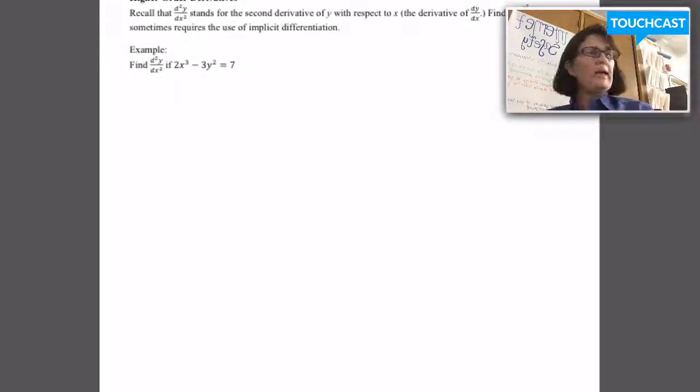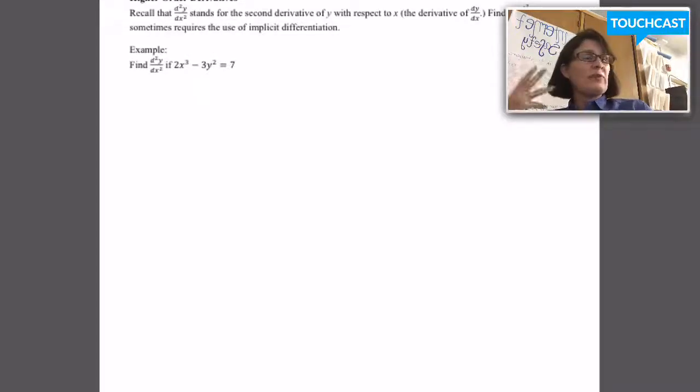So one more problem to look at here. Sometimes I want to find the second derivative of a function. We could call that y double prime, or d squared y dx squared. And I can do that even if that first step has to be through implicit differentiation. For this example, I have an equation that defines the relationship between x and y: 2x cubed minus 3y squared equals 7. I want to find the second derivative of y with respect to x.